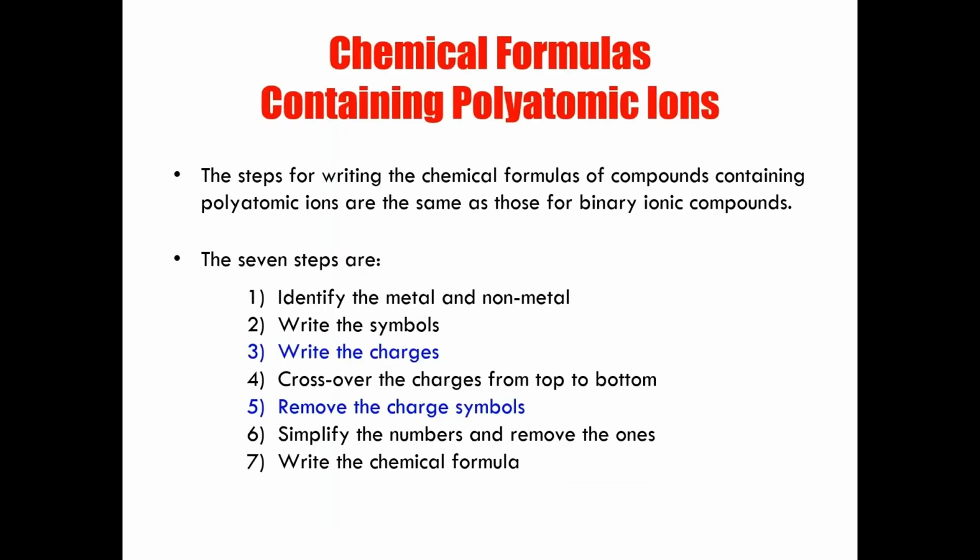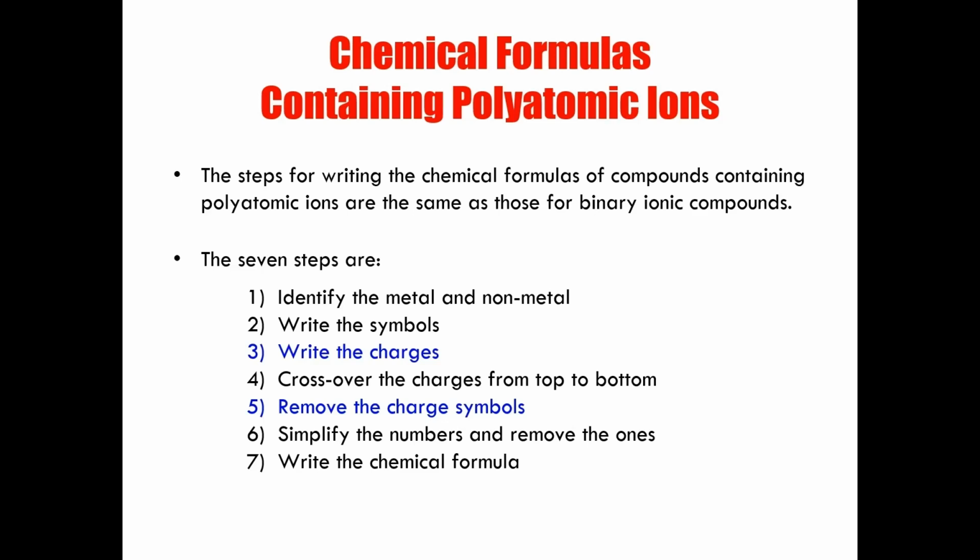Chemical formulas containing polyatomic ions. The steps for writing the chemical formulas of compounds containing polyatomic ions are the same as those for binary ionic compounds. To review, the 7 steps are: identify the metal and the nonmetal, write the symbols, write the charges on those symbols, cross the charges over from top to bottom, remove the charged symbols, simplify the numbers and remove the ones, and write the chemical formula.